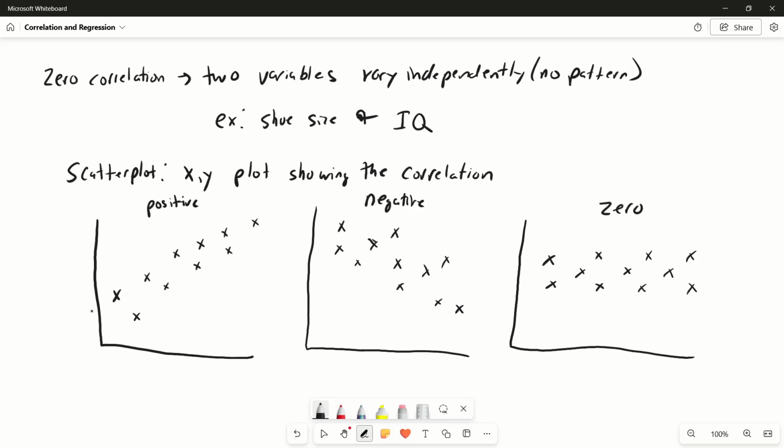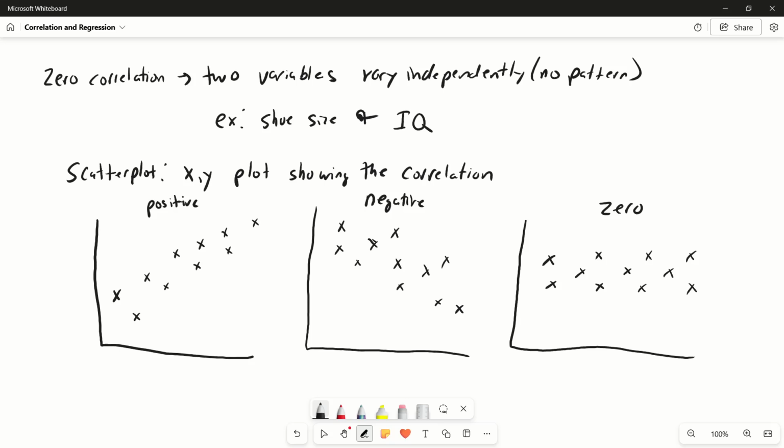So basically, imagine drawing a line that best fits these points on the scatter plot. That line is technically called the regression line, which we're going to talk about. The slope of that regression line is going to be positive, negative, or zero. And the closer the dots, or the X's, line up to that best fitting line, the stronger the correlation, right?